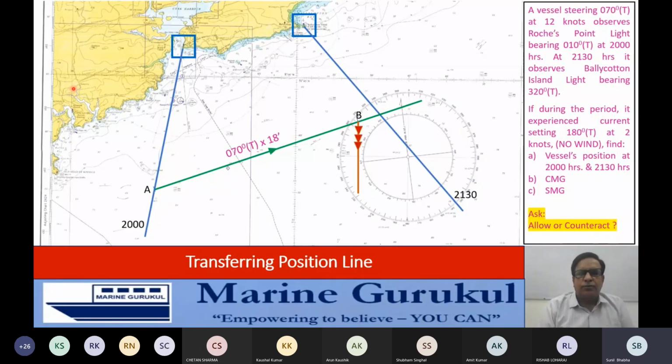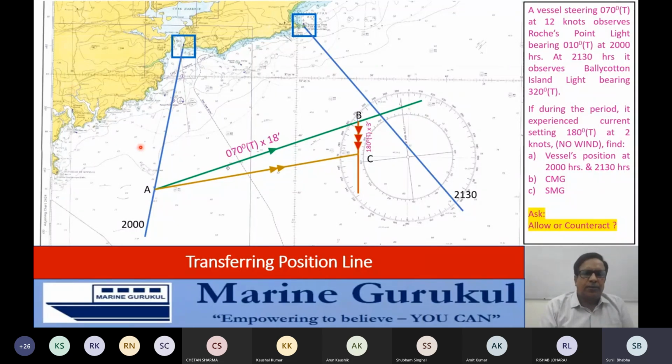The rate of the current is 2 knots. So in 1.5 hours, the drift would be 3 miles. So we mark off from B 3 miles on the current vector and we get point C. B to C is 180 degrees true and 3 miles. So A to C now gives us the CMG and A to C gives us the DMG in 1.5 hours.